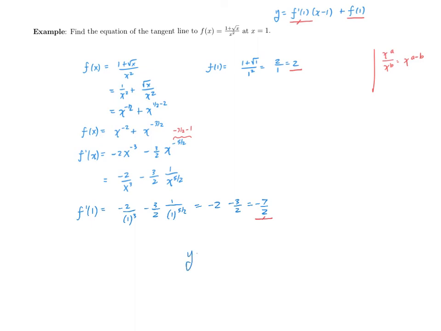And putting this together, we have y as minus 7/2 times (x minus 1) plus f of 1, which is 2. You could simplify this a bit further, but I actually prefer this form. We can very easily read off the slope along with the point (1, 2), which the tangent line passes through.